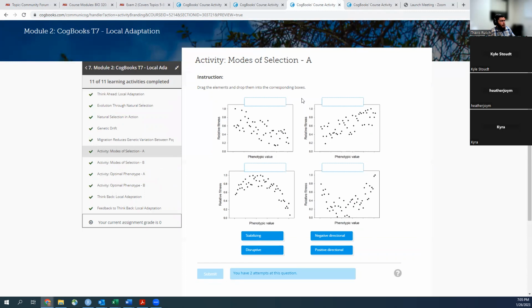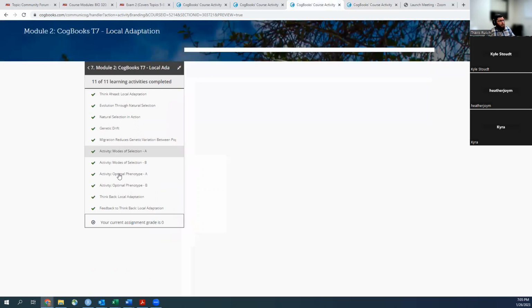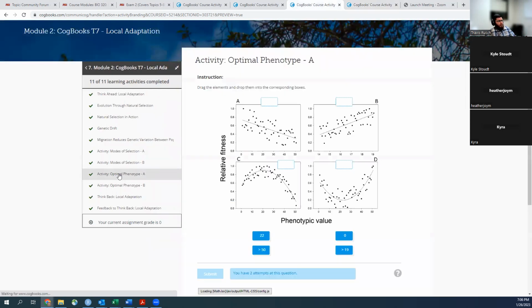Yeah, these ones. Yeah, so I think it's these answers. So I think it would be, no, these are a little bit different. So those are optimization curves, and these are optimal phenotype curves.